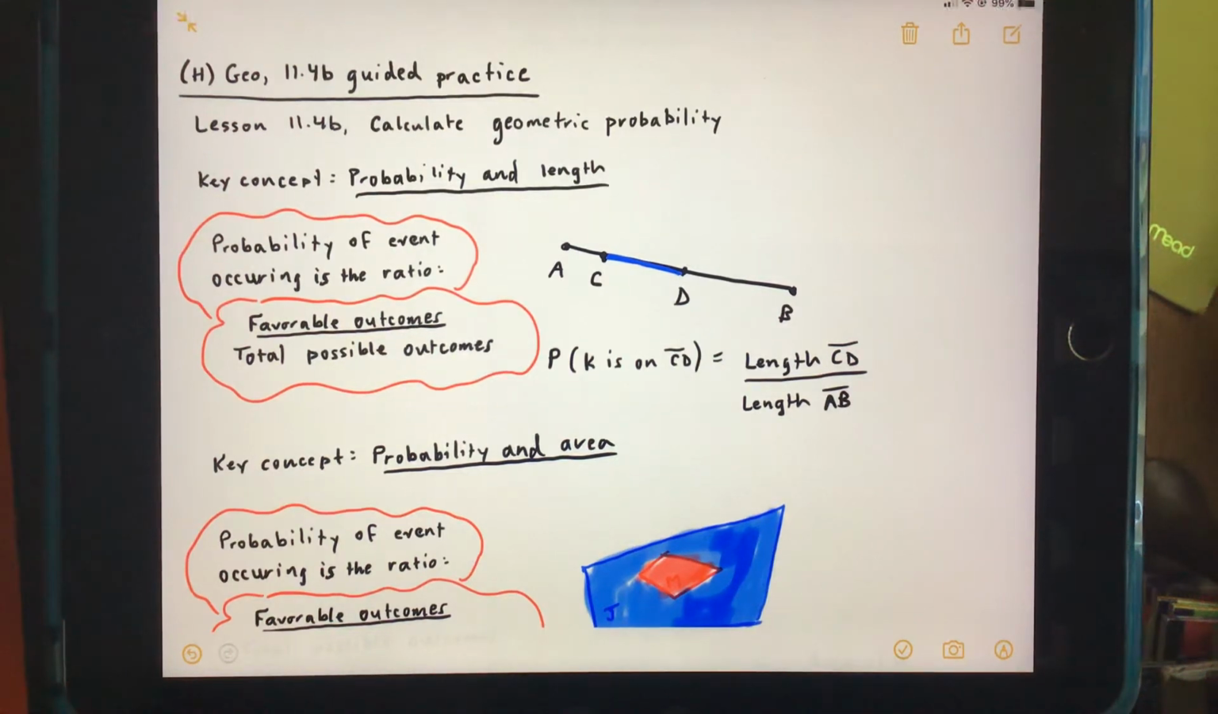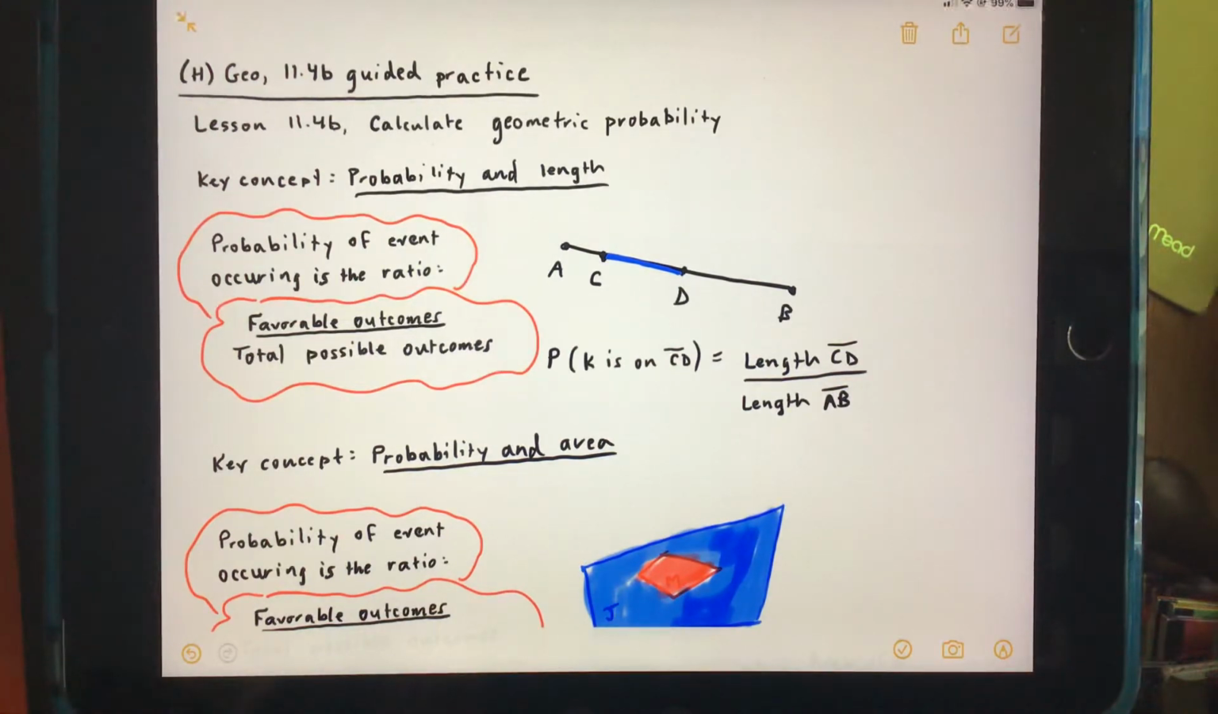Morning geometry classes. We are going to take a look today at lesson 11.4b, where we're going to calculate probability through a geometric lens. So we're going to use our geometry to determine the likelihood of particular events happening. We're going to take a look at two key concepts. One deals with probability when we're looking at a number line, and then we'll also look at probability dealing with area.